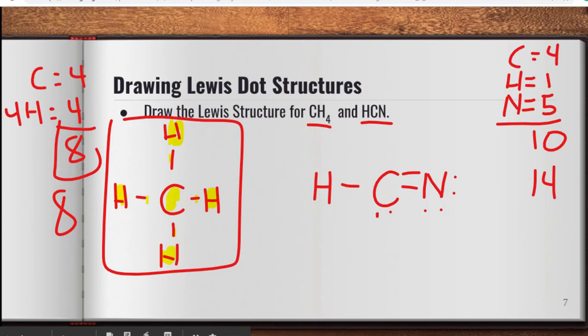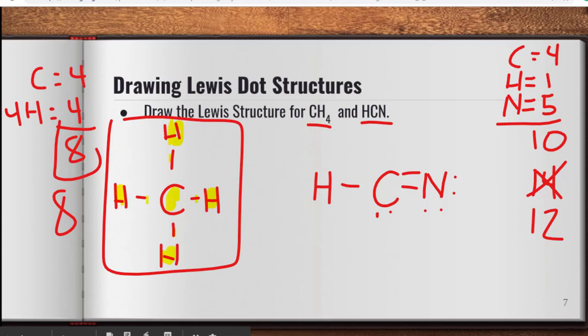If you look at carbon, carbon still has 3 single bonds attached to it and a lone pair. That's a total of 8. Nitrogen has 2 single bonds attached to it and 2 lone pairs for a total of 8. So let's count them up again. So we got 2, 4, 6, 8, 10, 12. Well, we're now down to 12 valence electrons.